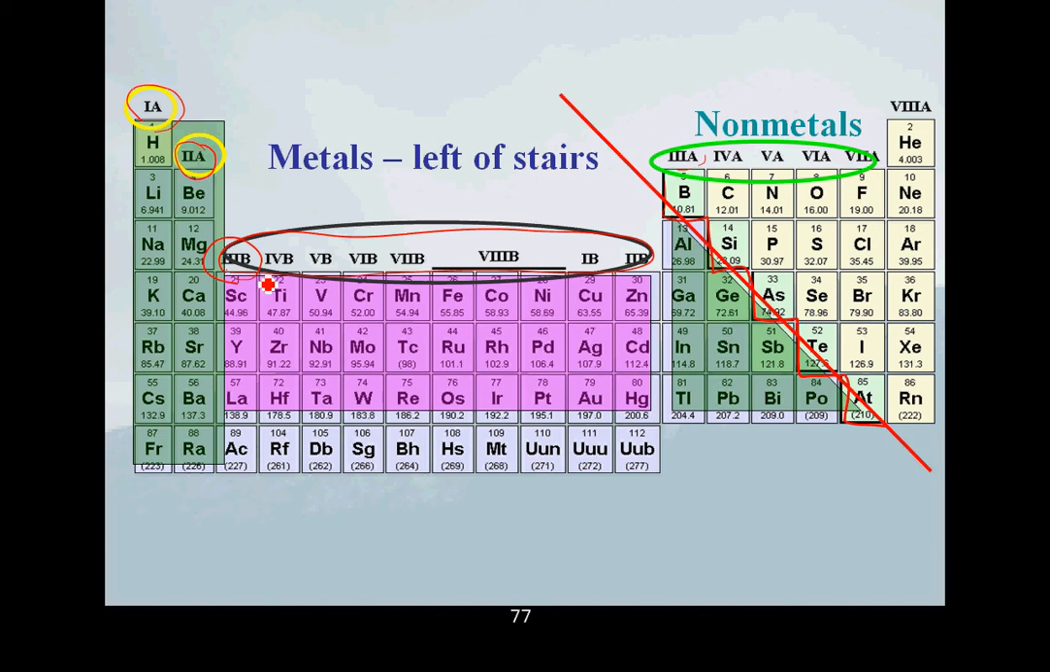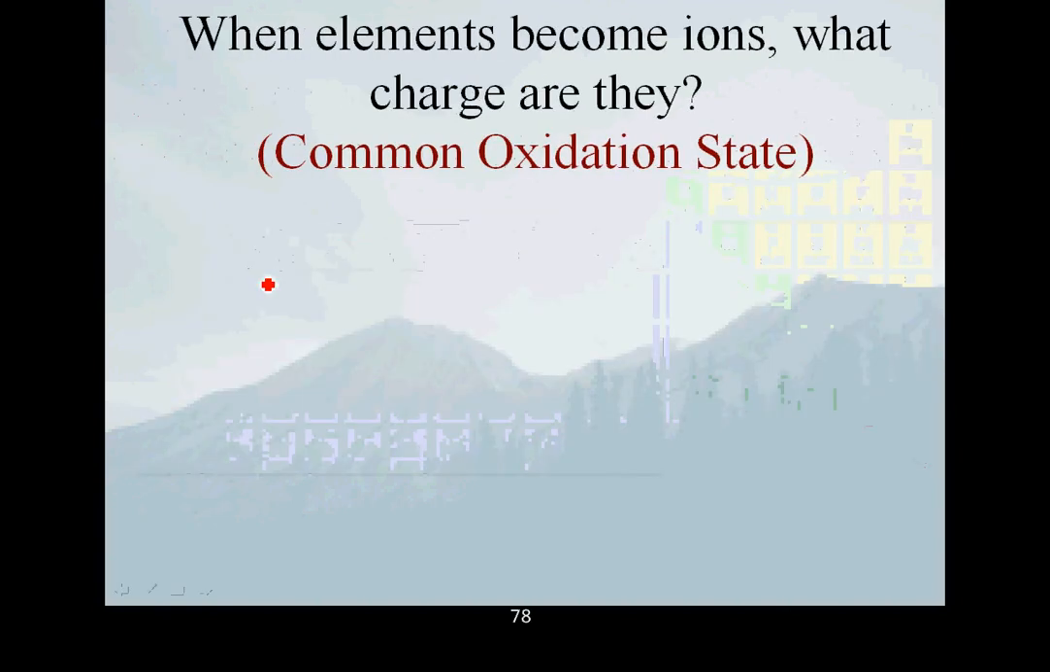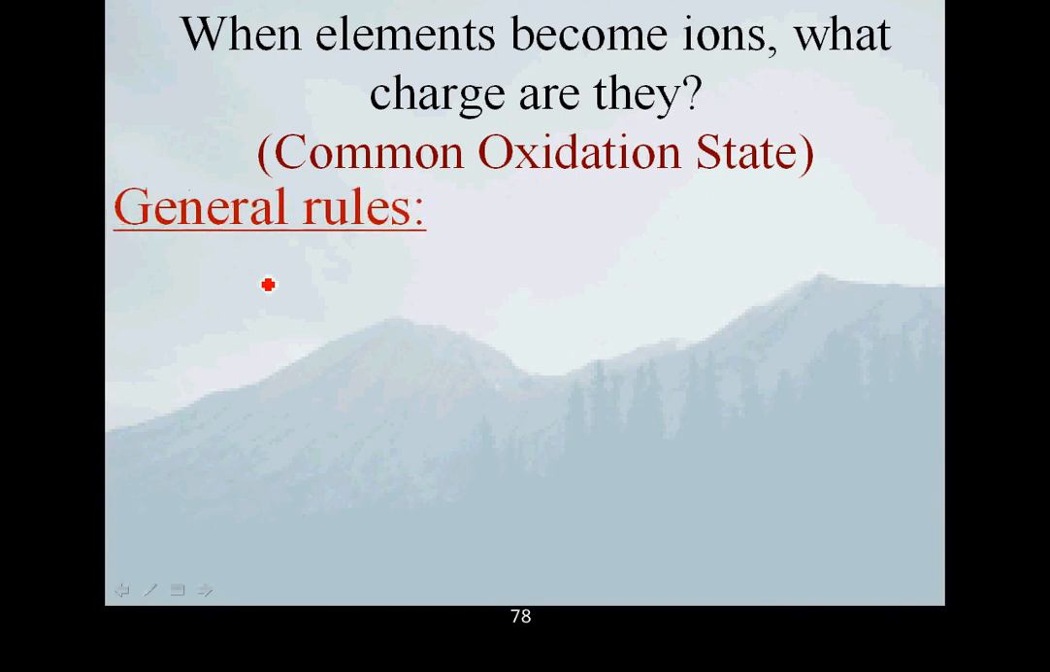And the reason why we would want to talk about this is because this is going to help us in predicting our oxidation states. Now, what do I mean by an oxidation state? It's important for us to know when an element becomes an ion, what charge that ion actually is. We refer to that charge as common oxidation state. And so the general rules, and you need to be able to predict what the common oxidation state of each element of the periodic table is.